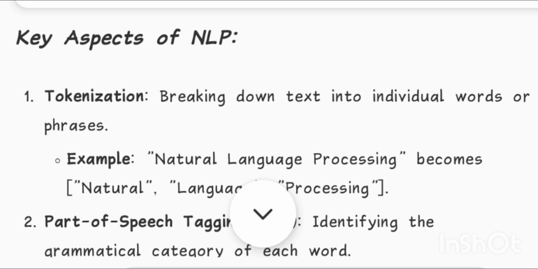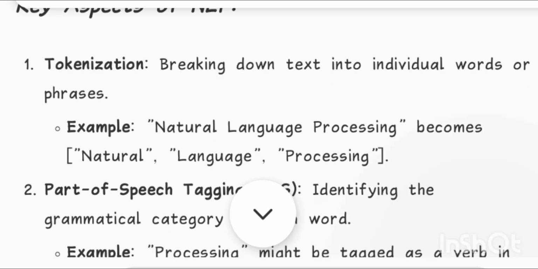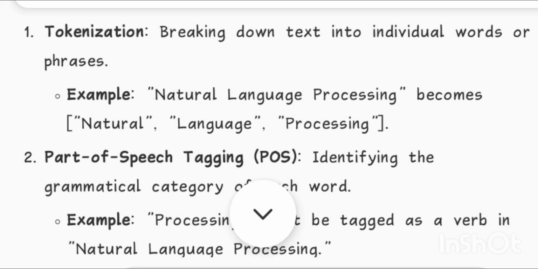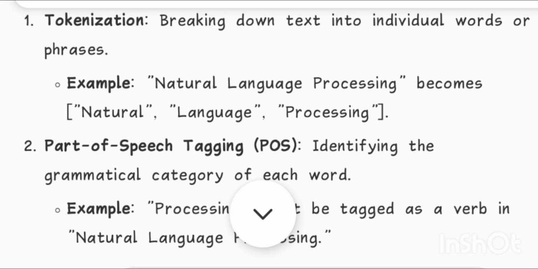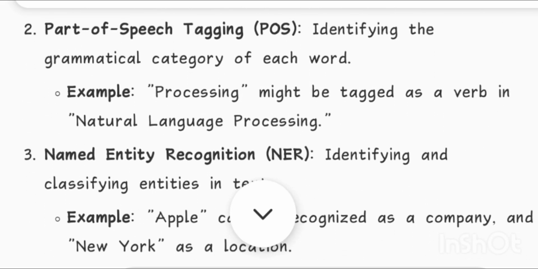Key aspects of NLP. 1. Tokenization, breaking down text into individual words or phrases. Example, natural language processing becomes natural, language, processing. 2. Part of speech tagging, POS, identifying the grammatical category of each word. Example, processing might be tagged as a verb in natural language processing.